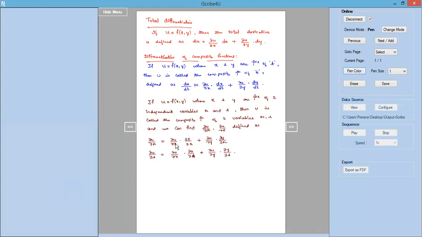Since u is a function of x comma y, we have the partial derivative with respect to x and the partial derivative with respect to y. Now x and y are functions of two independent variables r comma s. So dou x by dou r and dou y by dou r, similarly, dou x by dou s and dou y by dou s are defined.